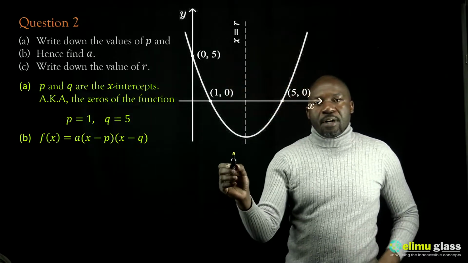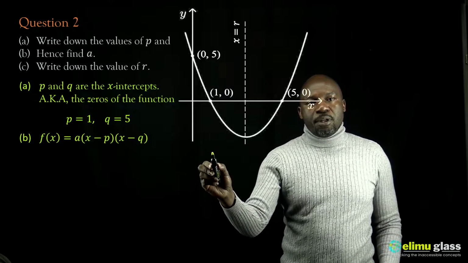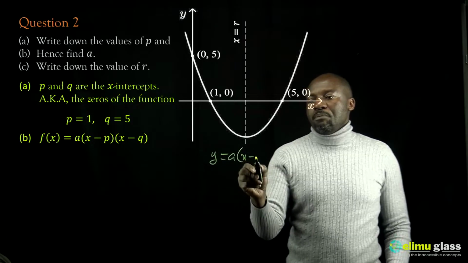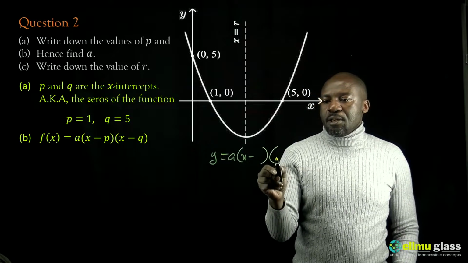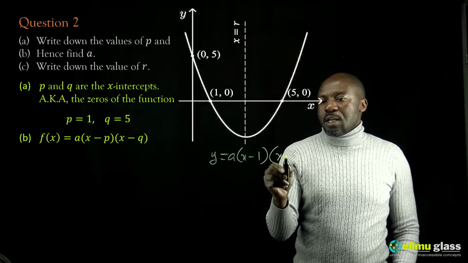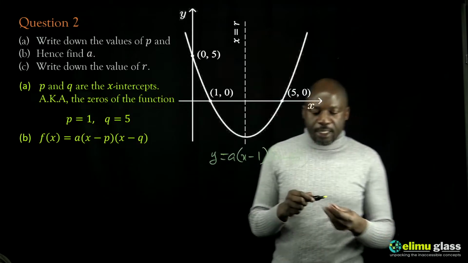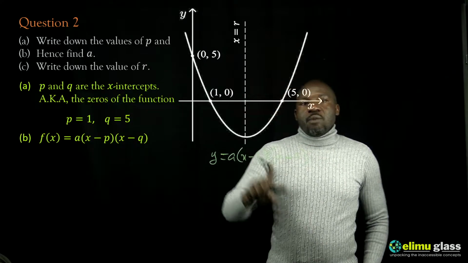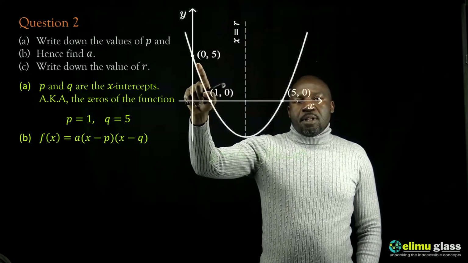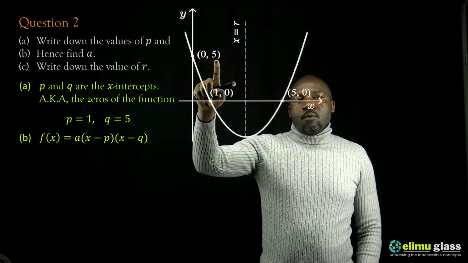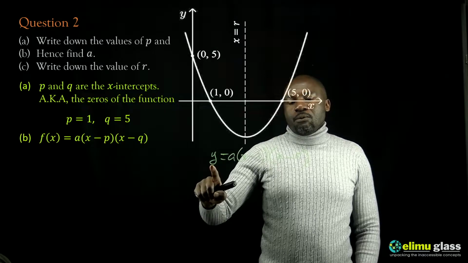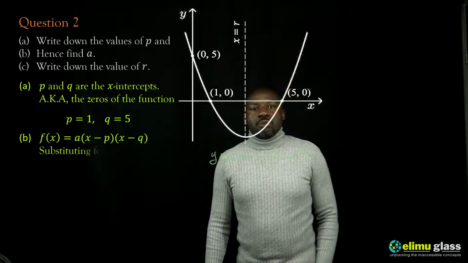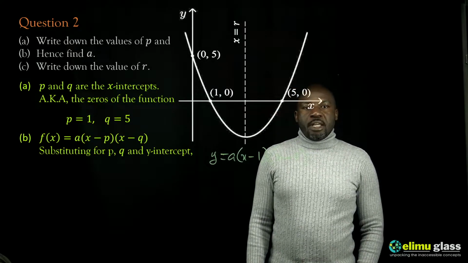I'll write it here again so that we see what we are doing. y was a into x minus p into x minus q, but we've determined this is 1 and this is 5, so we should be writing it like that. If we are looking for the value of a, then we can make use of the y-intercept, substituting values of x and y into the function. So y is 5 there and x is 0. If we substitute that, we should be able to find the value of a directly.